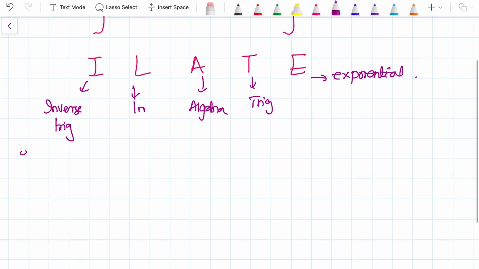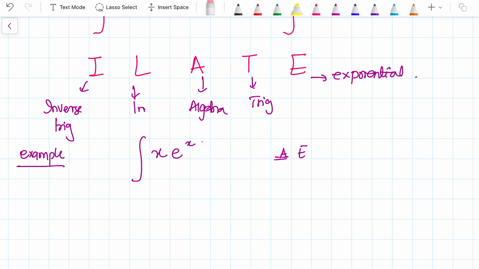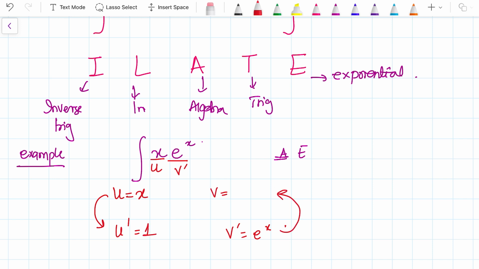So for example, let's take the first function as x e^x. Now this is a combination of algebra and exponential. Algebra comes first in this particular order, so algebra will be taken as u, and the next term automatically becomes v bar. Now we will differentiate u to get u bar, and we will integrate v bar to get the original v function.